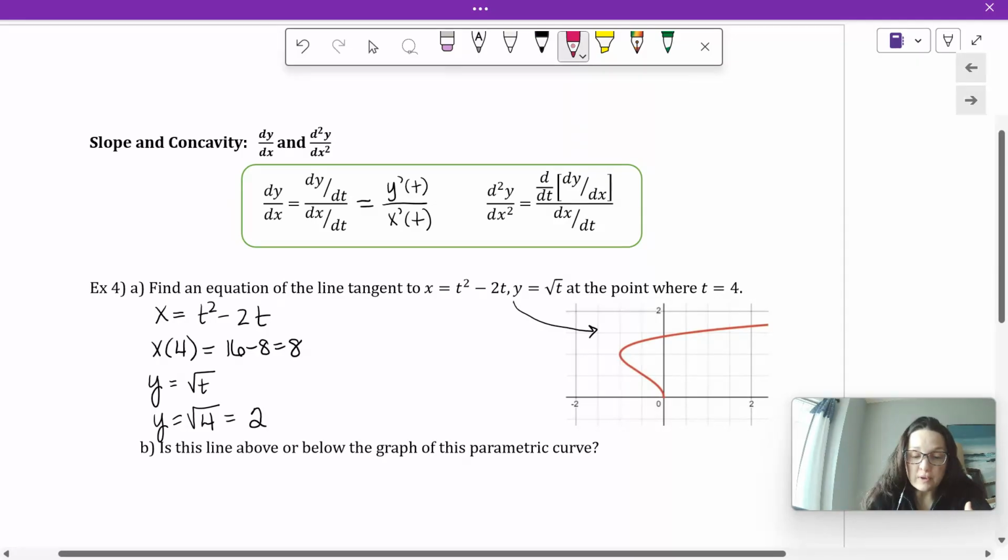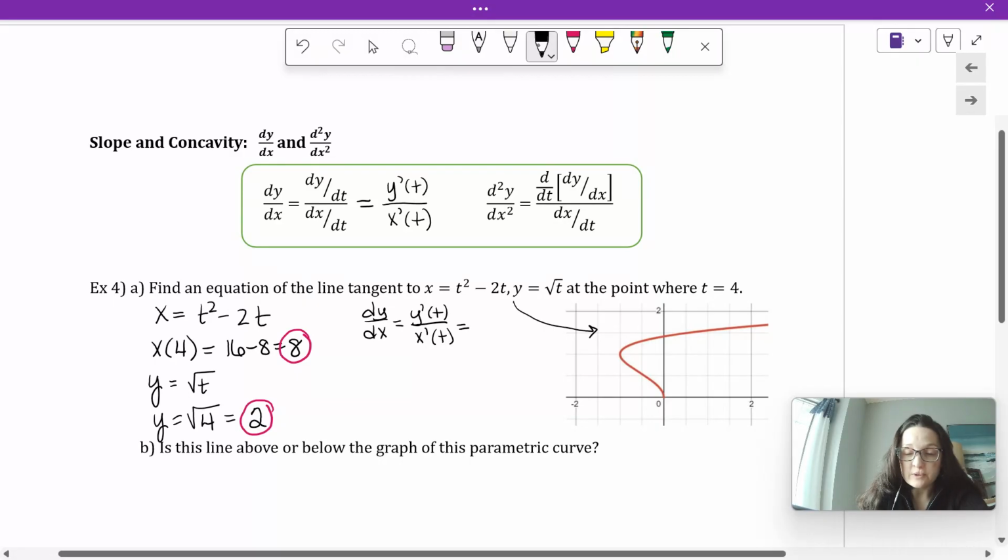So I have an x value. I have a y value. And now we need to find a slope. Well, if we want a slope, slope is dy/dx. dy/dx is going to be y prime of t divided by x prime of t.